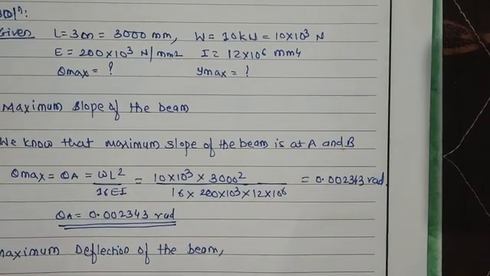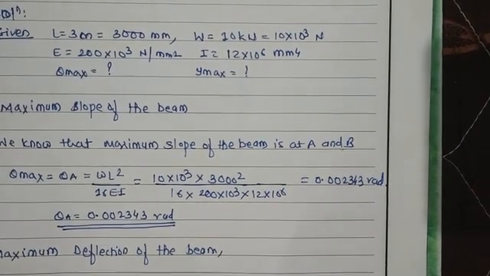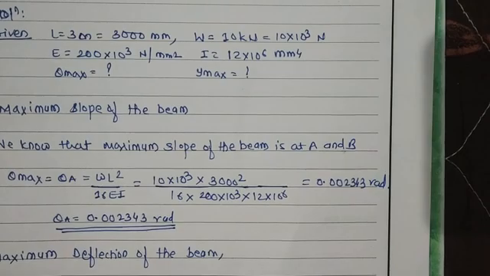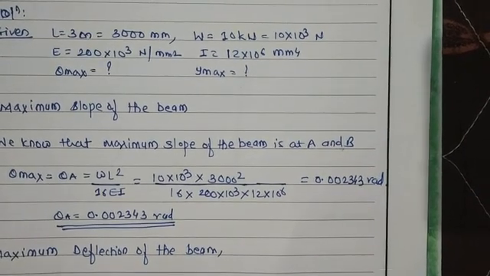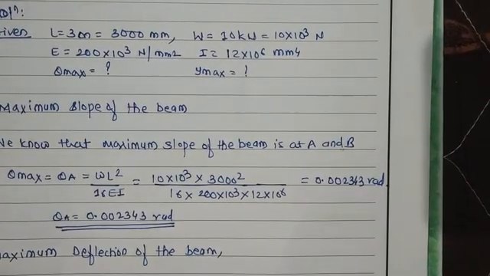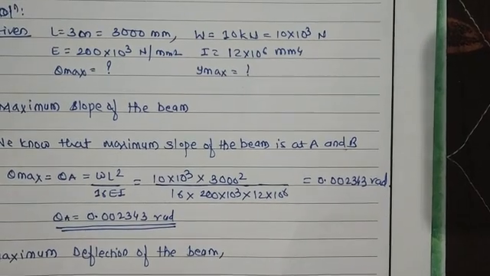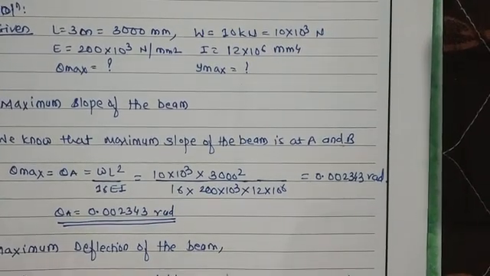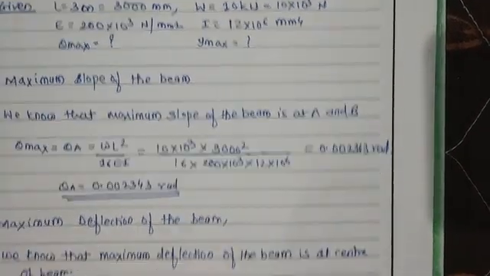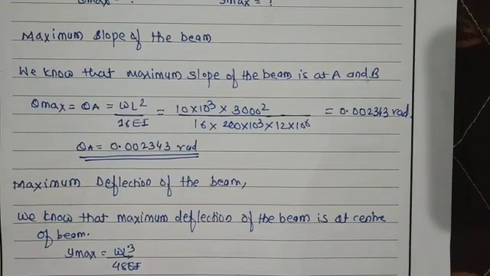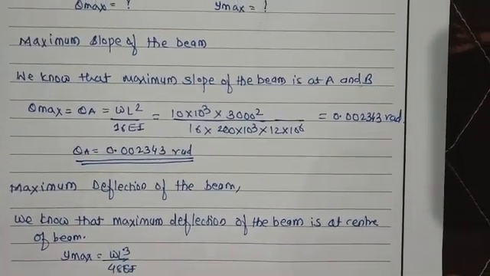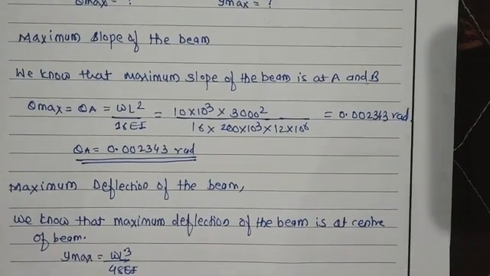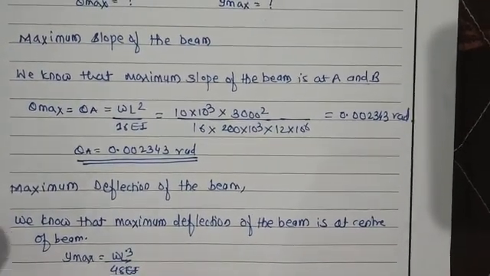Now next, we are going to find the maximum deflection. What is the formula for maximum deflection? W into L cube divided by 48 EI, for the simply supported beam with point load at the center. So, the maximum deflection of the beam is at the center of the beam. Y max is equal to W into L cube divided by 48 EI.